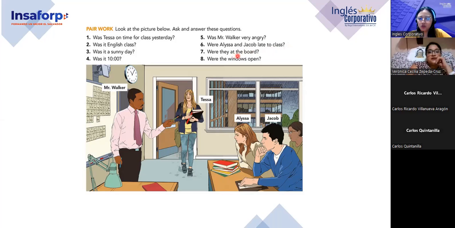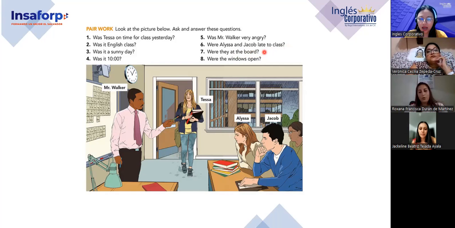No, they weren't. Do you know what it means, at the board? Can you explain that? Yes, they were. ¿A qué se le llama board? Tiene dos contextos. Que estaban juntos, en la junta, en la reunión. Estaban en la clase. No lo vayamos a tomar literal. Si lo tomamos literal, board puede significar pizarra, pero ellos están sentados, no están en el pizarrón.